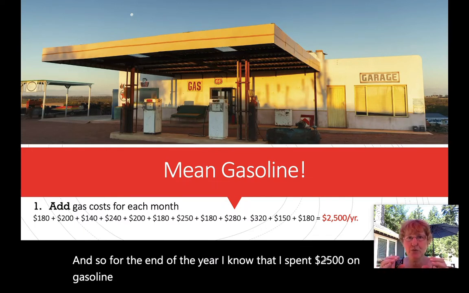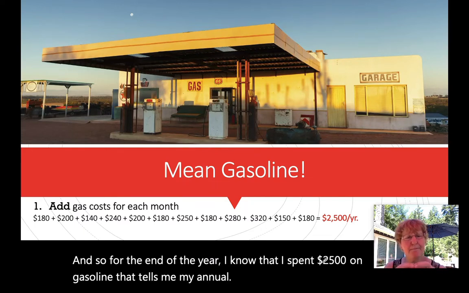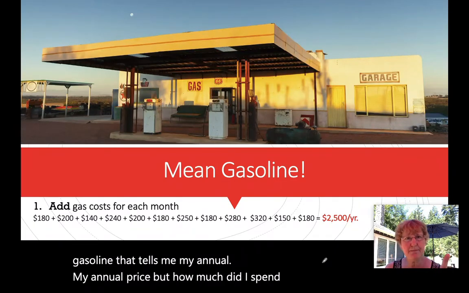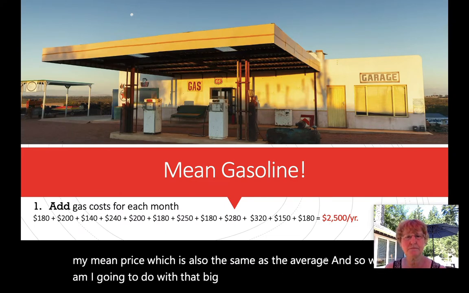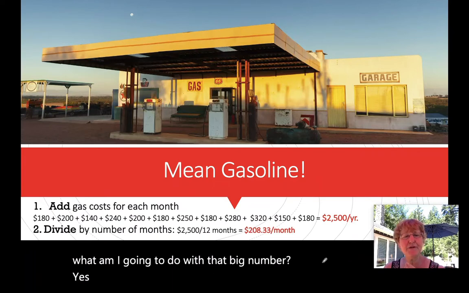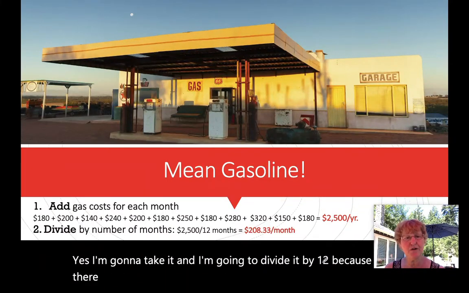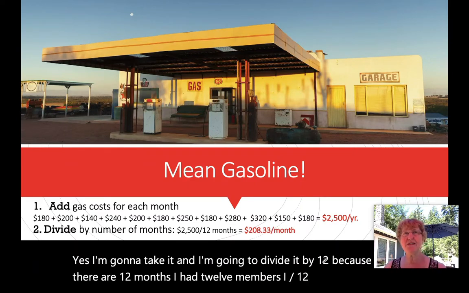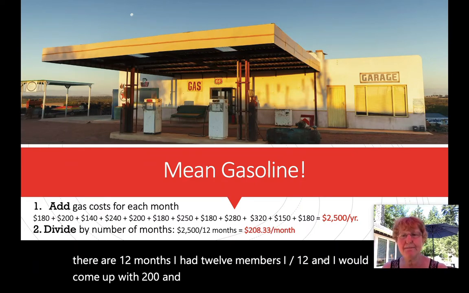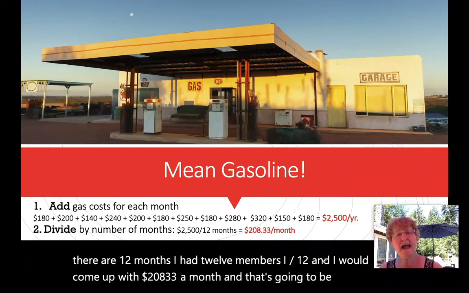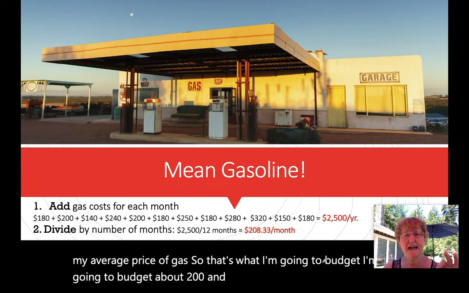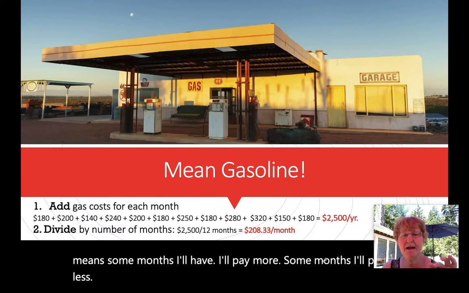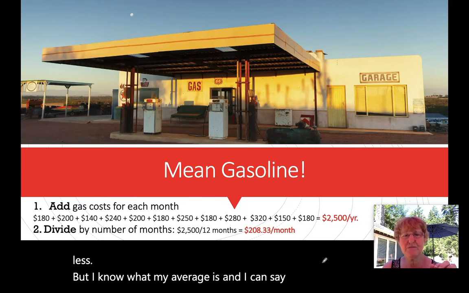That tells me my annual price. But how much did I spend each month, which is my mean price, which is also the same as the average? And so what am I going to do with that big number? Yes, I'm going to take it and divide it by 12 because there are 12 months. I had 12 numbers. I divided by 12 and I would come up with $208.33 a month. And that's going to be my mean or my average price of gas. So that's what I'm going to budget. I'm going to budget about $210 a month for gas, which means some months I'll pay more, some months I'll pay less. But I know what my average is and I can save that amount of money each month.